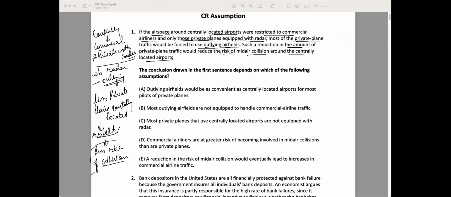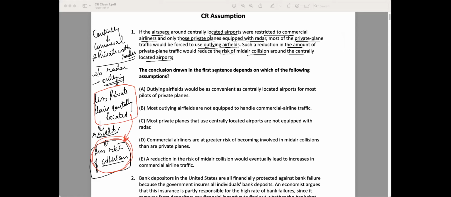So this is your ultimate argument. The risk of collision would be lesser, and the reasoning is that there will be lesser private plane traffic around the centrally located airports, airfields. Everybody understood? Everybody with me on this, understanding the reasoning and the conclusion? We are using this reasoning to arrive at this conclusion. That's what we're doing.